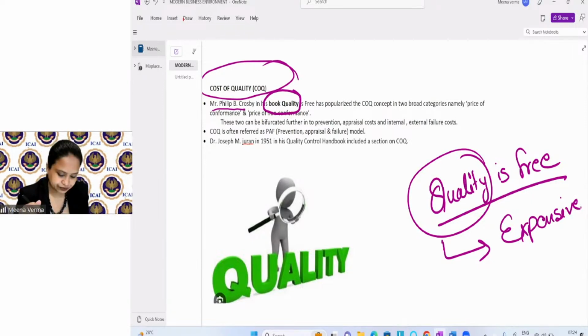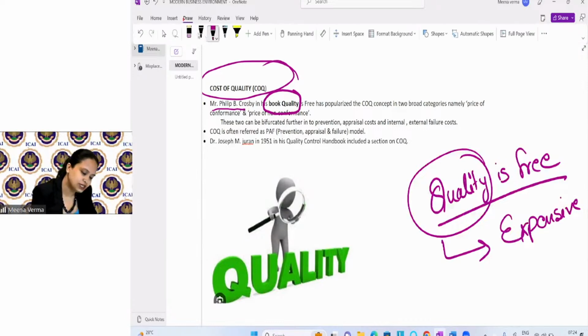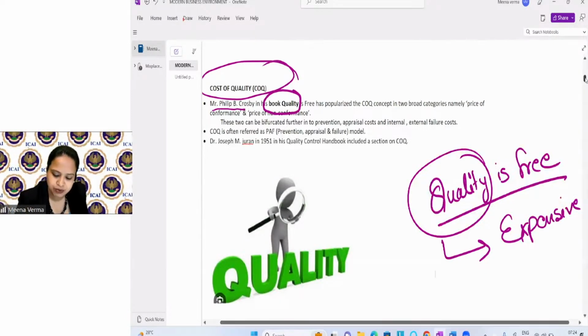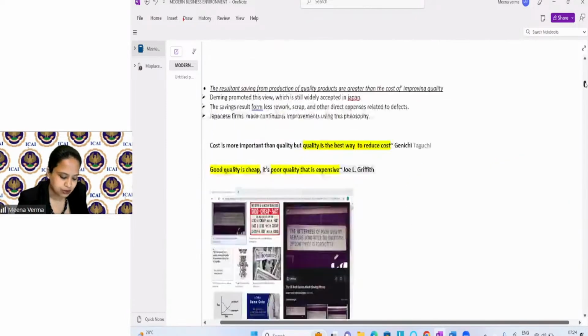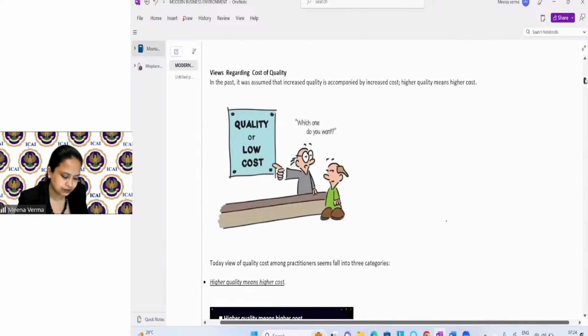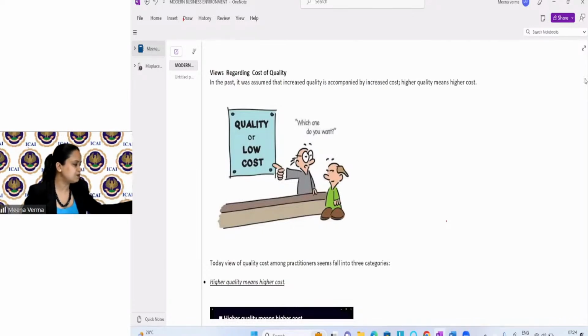Quality is free. This is a book written by Mr. Philip B. Crosby. Now the question comes here, what do you think? Quality is expensive or quality is free? Can you write in the comments? Is it expensive to produce a quality product? Or can we produce the quality product for free? What do you think? Is it expensive to produce a quality product or is quality free? Do you want to answer here?